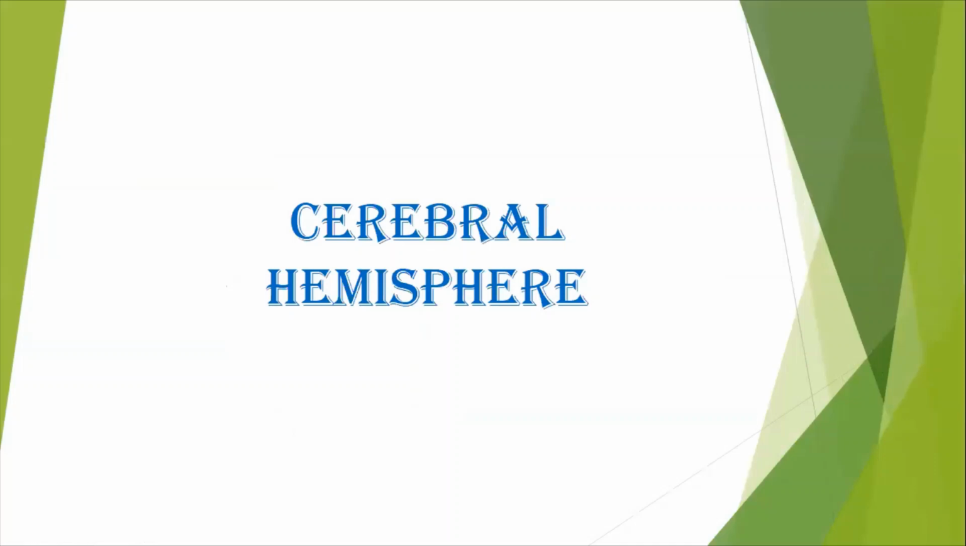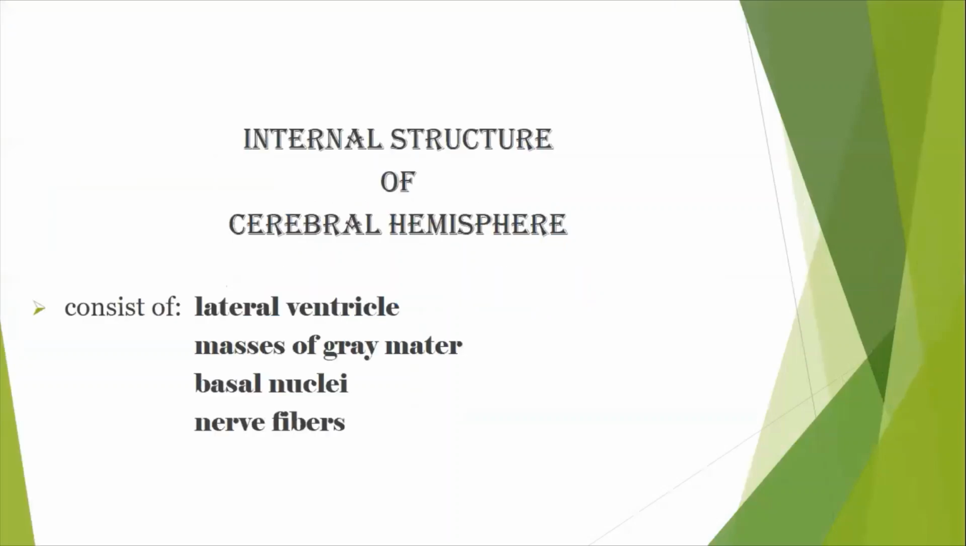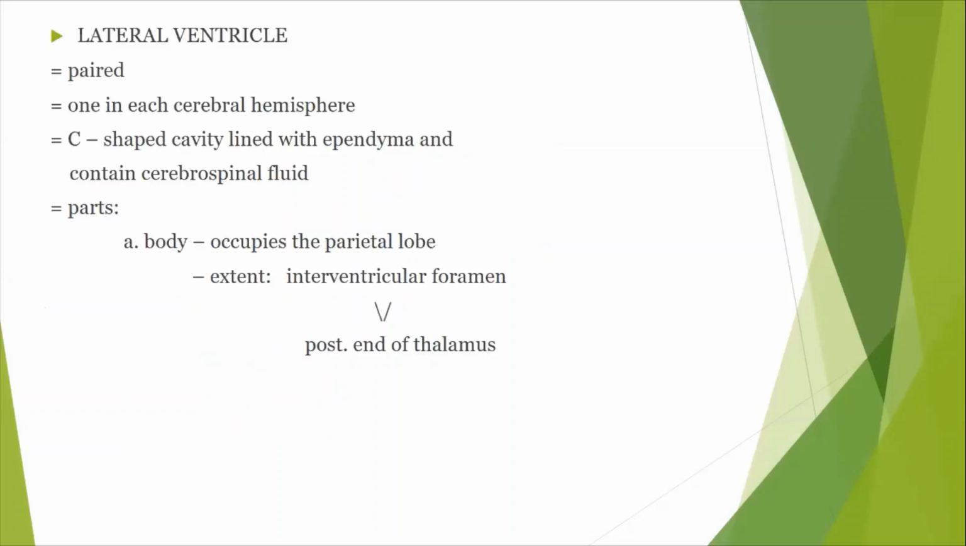Okay, good afternoon. We will continue with the discussion on the cerebral hemisphere, and now we will be dealing with the internal structure of the cerebral hemisphere. This will consist of four areas: the lateral ventricle, the masses of gray matter, the basal nuclei, and the nerve fiber. So the lateral ventricle is paired.